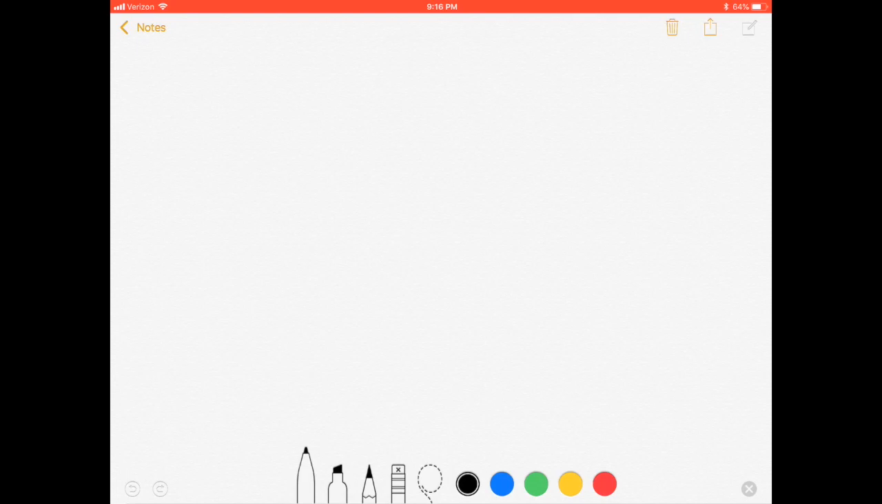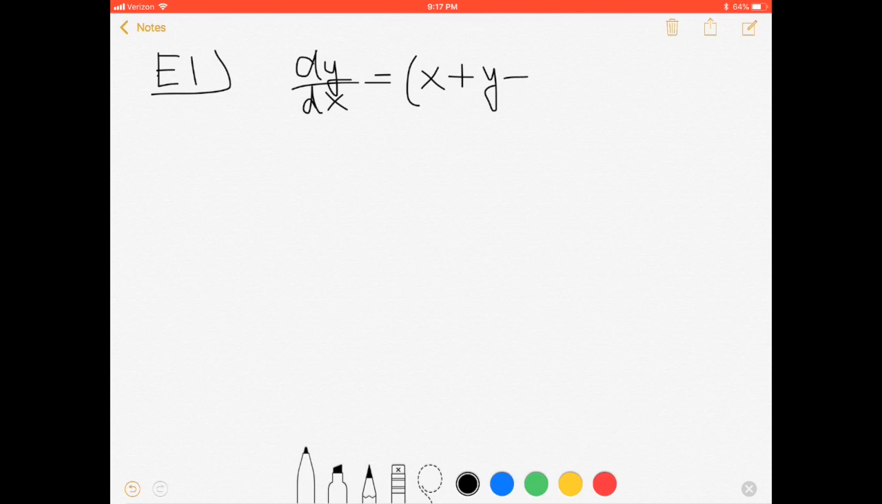Because it's by substitution, we don't have any theory here. I show you some examples, and these examples help you see how you can solve this kind of equation. For example, you have dy/dx equals (x plus y plus 3) squared. I think it's easy to see.